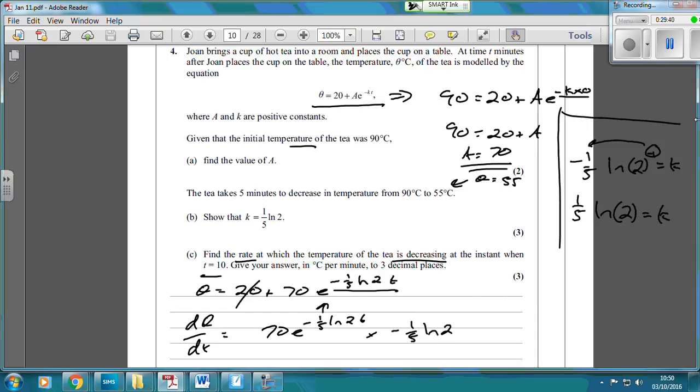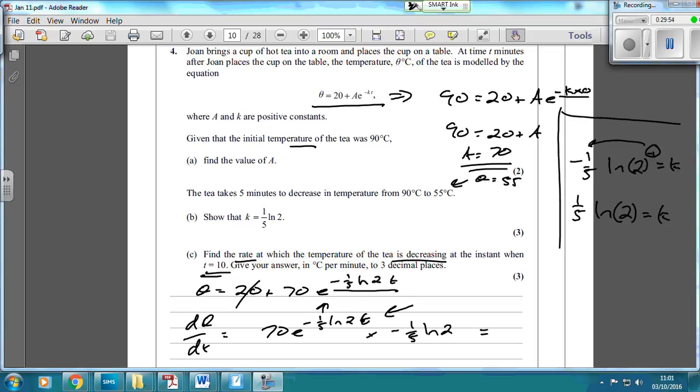Okay, and then you just substitute in your value of t, which I'm going to do on the calculator. I'm going to pause the video. I'm going to put in the value of t equals 10, and then you should get an answer. Okay, and that comes out at minus 2.426 degrees Celsius per minute. Okay, so next one.